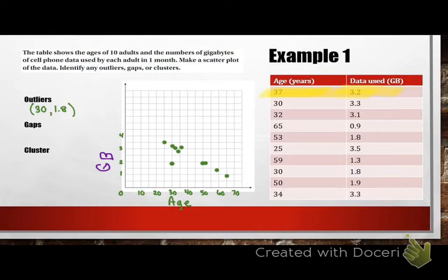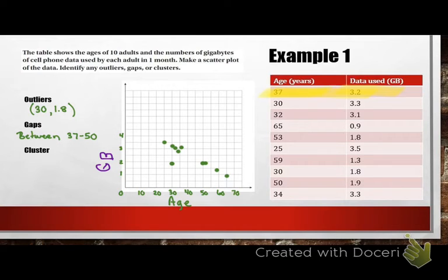Can I have John Hart? Okay, so between 37 and 50. There's nobody between the age of 37 and 50. So we don't have any information on how much people in their 40s use their cell phone. So that gap is an issue if I'm trying to say that my data is accurate.